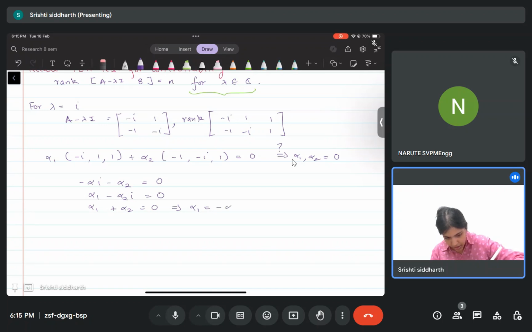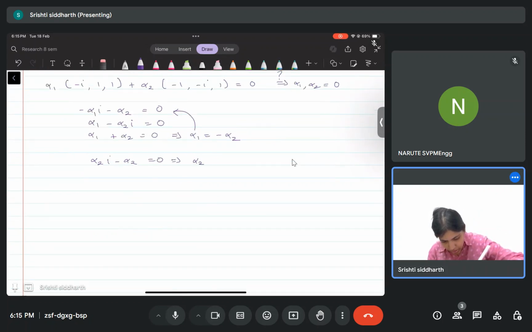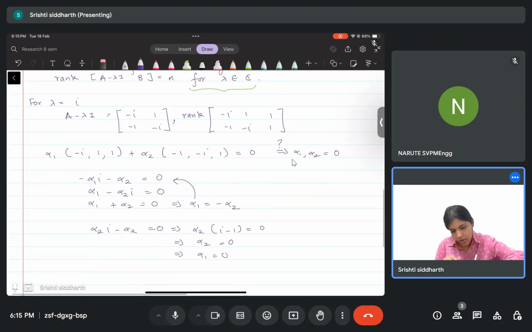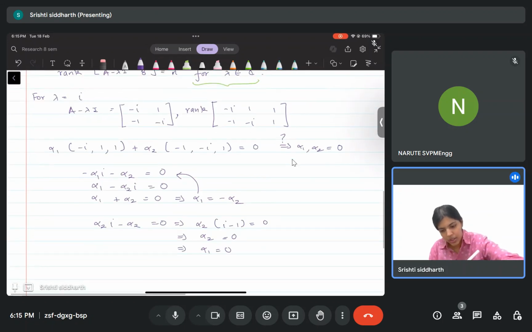This implies that alpha 1 is the negative of alpha 2. Let's substitute this here. We get alpha 2 i minus alpha 2 equals 0. Just check this. So this implies alpha 2 times (i minus 1) is 0, which implies that alpha 2 is 0. And since alpha 1 is the negative of alpha 2, alpha 1 is also 0. So we get that the rank is 2 because both the rows are linearly independent.